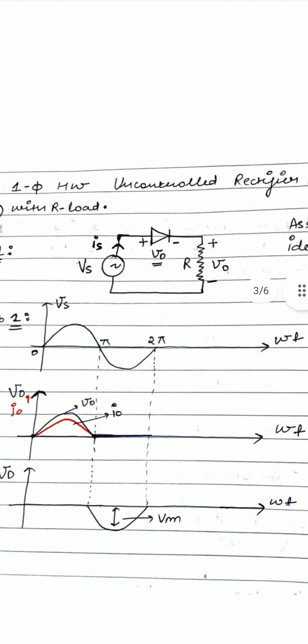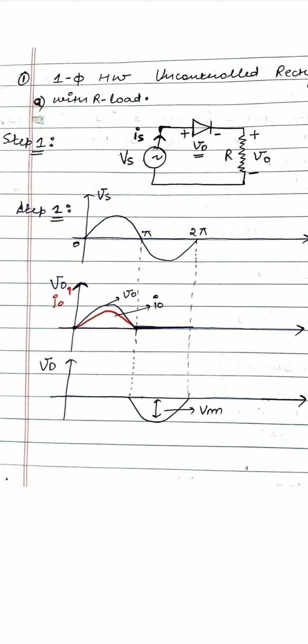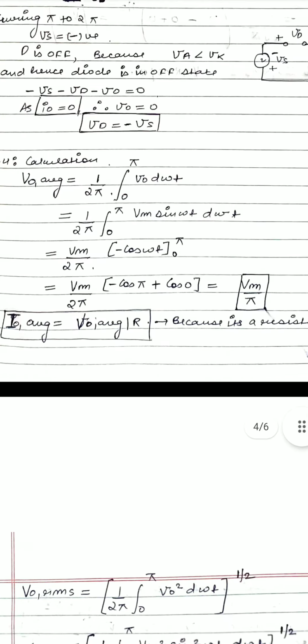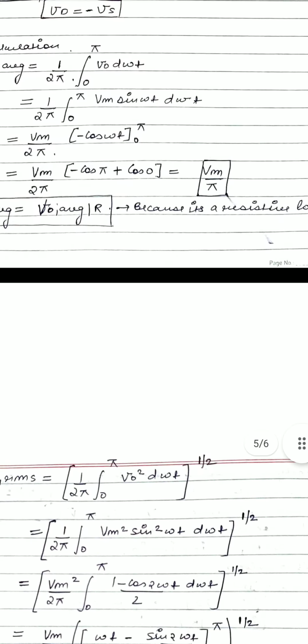As you can see from this waveform also, I naught and V naught are in phase with each other. Why? Because this is a resistive load. Resistive load means an in-phase element, that is, voltage and current are in phase. Therefore I naught average is equal to V naught average by R, because it is a resistive load.